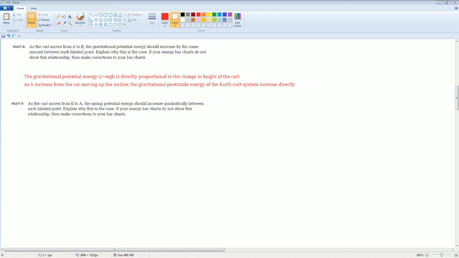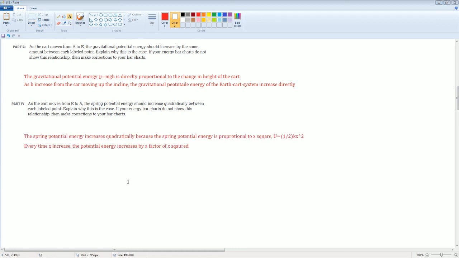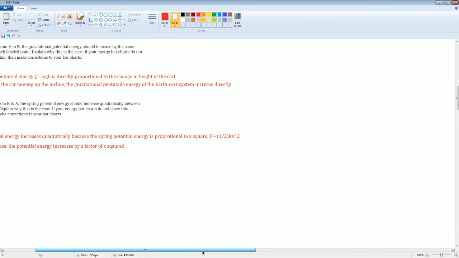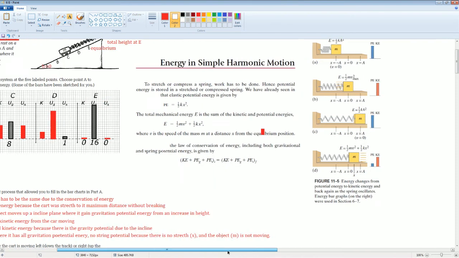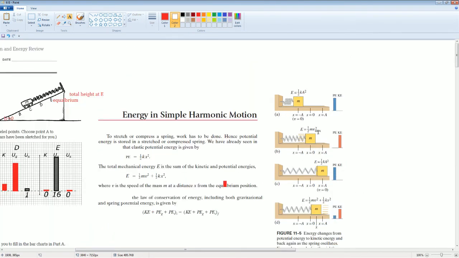All right. So let me pause. I wrote the spring potential energy increases quadratically because the spring potential energy is proportional to x squared. U is equal to 1/2 kx squared. Every time x increases, the potential energy increases by x squared. We should see here in the example up here, it behaves the exact same thing right here.